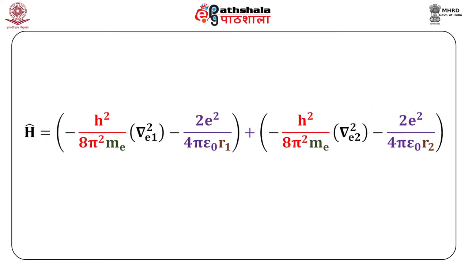Therefore, now you can see that if we rearrange this equation, in parentheses we have minus h square upon 8 pi square me del e 1 square minus 2 e square upon 4 pi epsilon 0 r 1. So these are the two terms in one parenthesis, and in the second parenthesis we have the terms minus h square upon 8 pi square me del e 2 square minus 2 e square upon 4 pi epsilon 0 r 2. So these are the two terms in the second parenthesis.